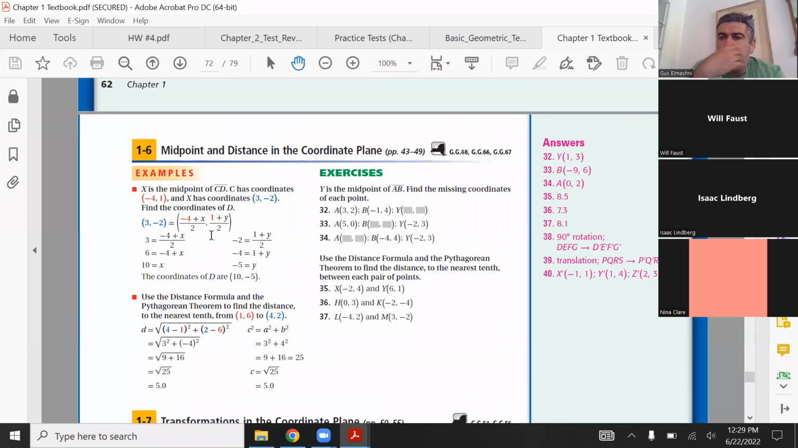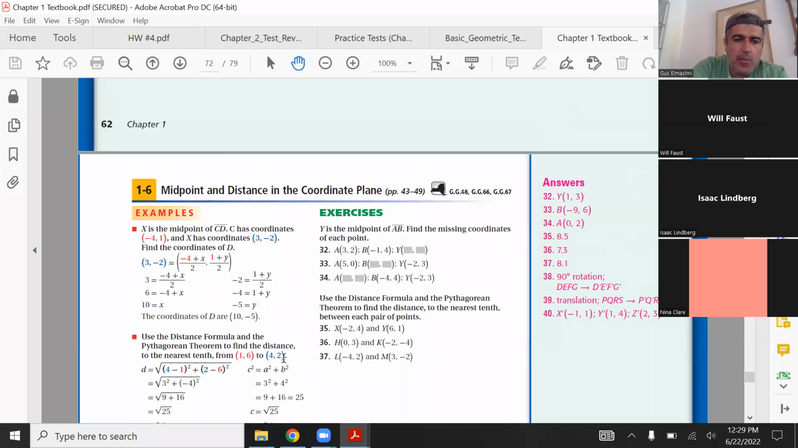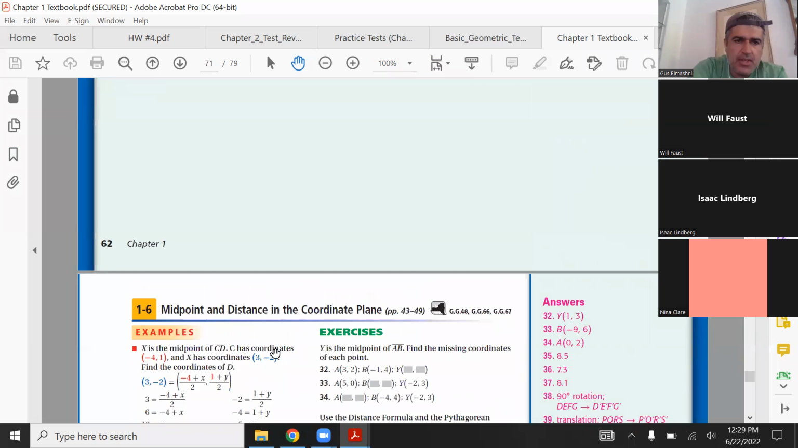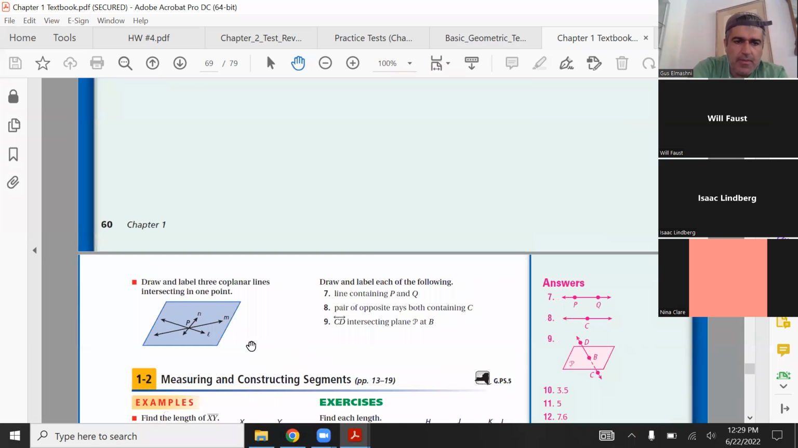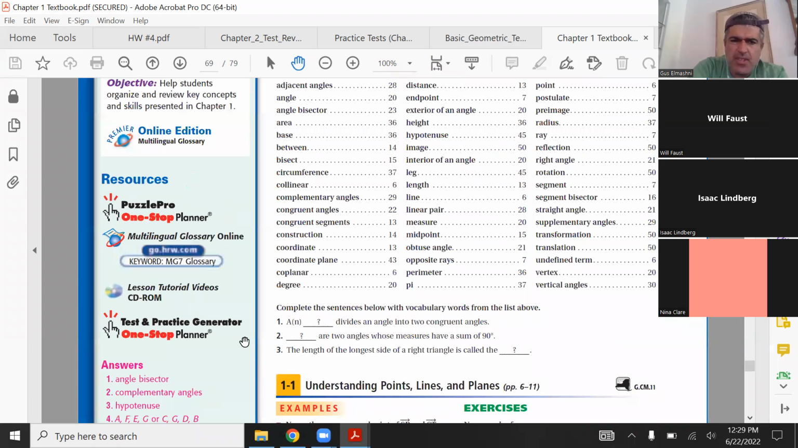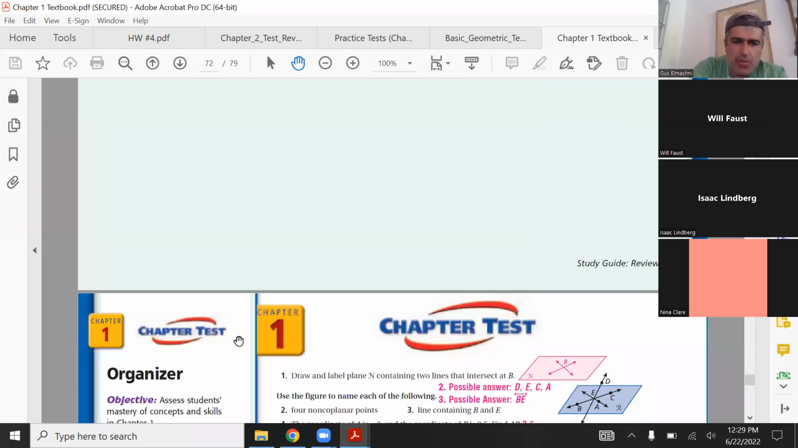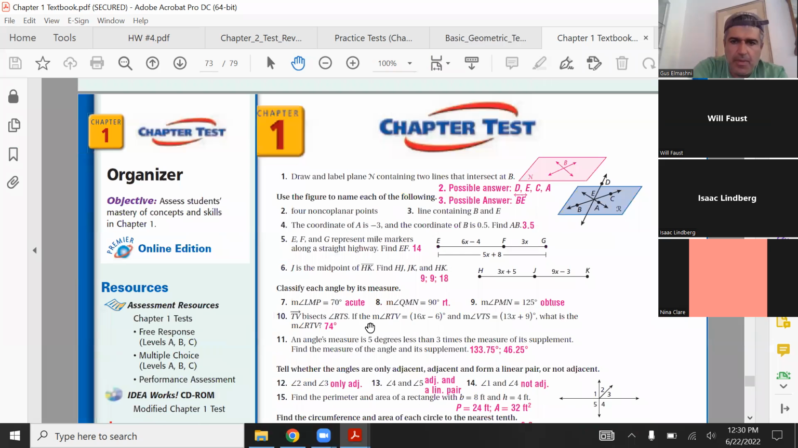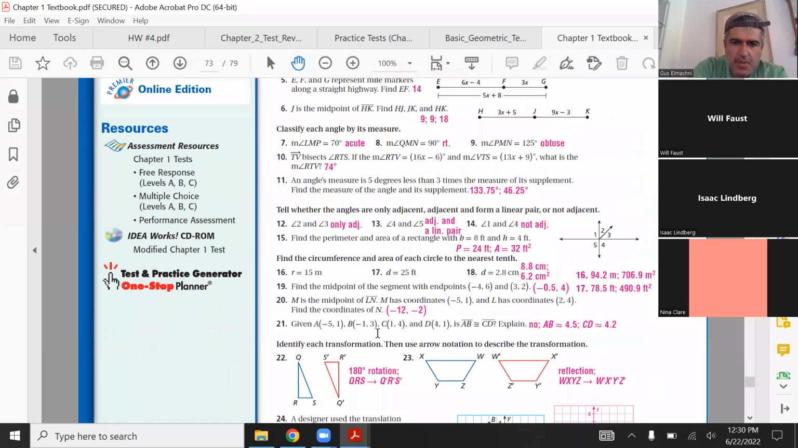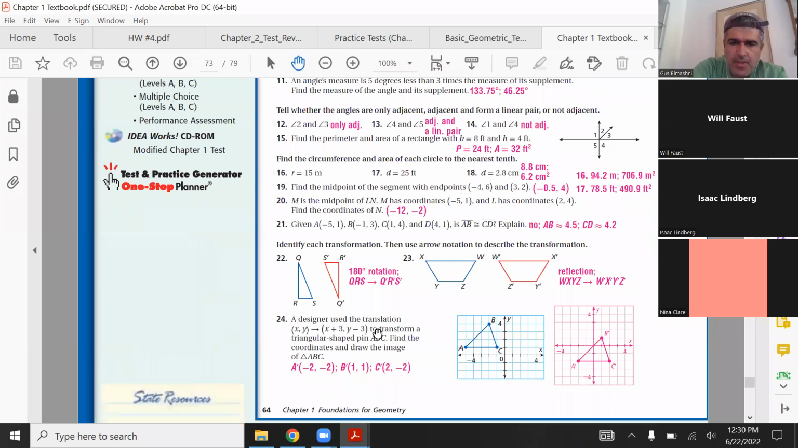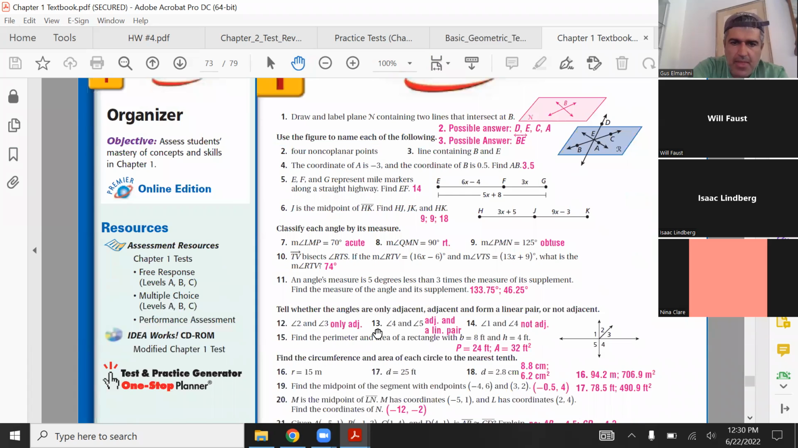So I'll put an update of things that you can do tonight on your own. This is a pretty good document. I like this too. I would say pages 60 to 63, 1 through 37, all. I think those are all really good problems. And this is a good one too. A little chapter test here. Don't do 22 through 24. We haven't done those. But yeah, I think these are good also.